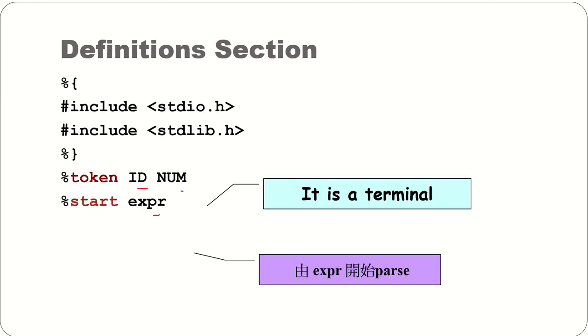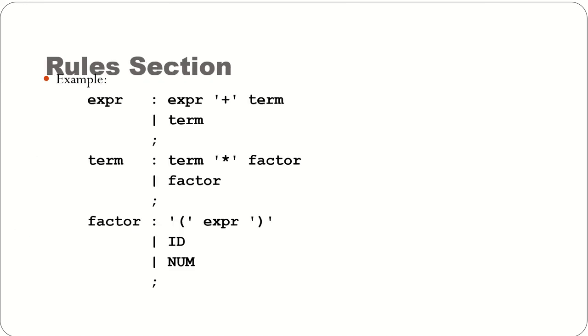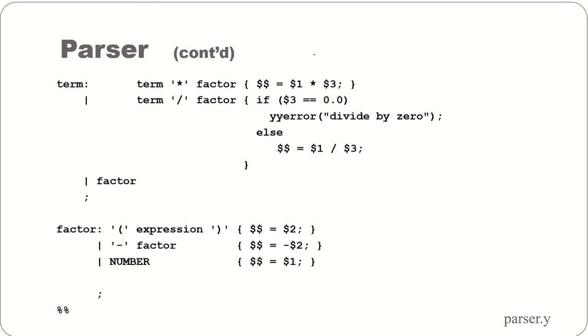This is another example where I have added ID, num, expression. This EXPR you can specify explicitly as a start symbol, which is a non-terminal. This is a sample example where you can specify this particular grammar in the .y file. Now we don't want to specify just the grammar but the action associated with it. So this is the grammar and the action associated with it.